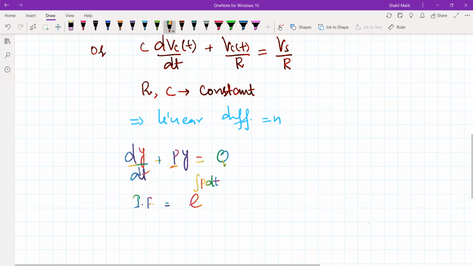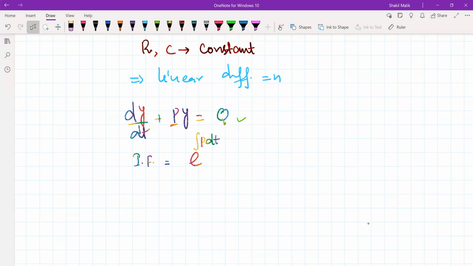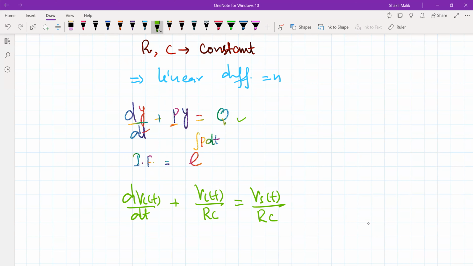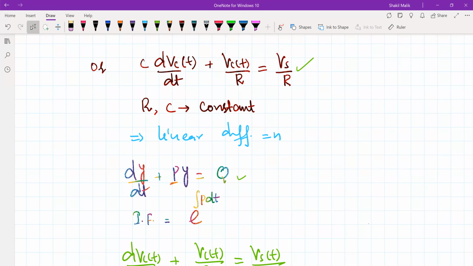Now let's bring the differential equation that governs the behavior of the capacitor voltage into this form. I can write the above differential equation like this: dVc(t)/dt plus Vc(t) divided by RC is equal to Vs(t) divided by RC. What I have done is divide both sides by C.